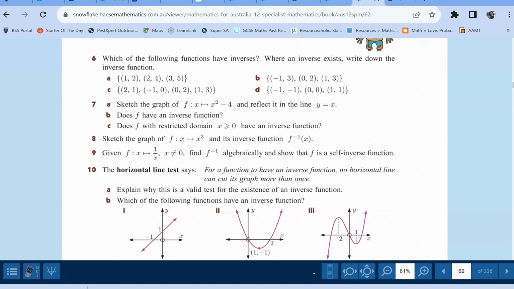Where have you seen? B. So B would not have an inverse. Write down the inverse function. So B doesn't. Looks like the others do. Now, how are we going to get the inverse? Just switch the coordinates around. We have to write down the function.